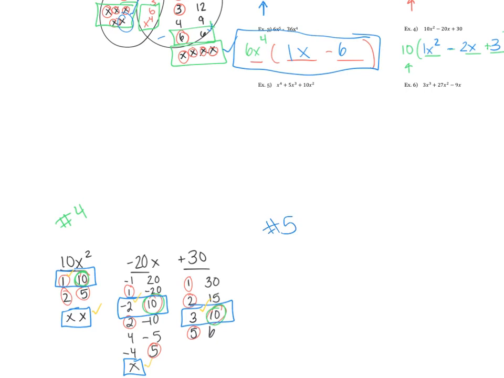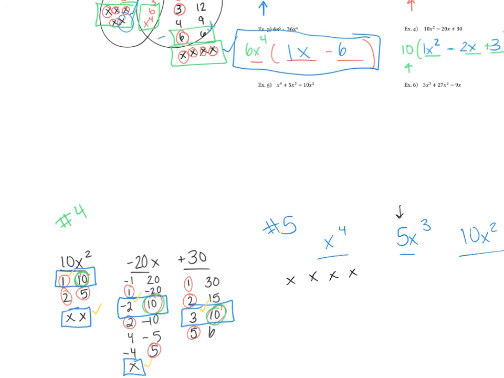Okay. So number 5 says x to the 4th, 5x cubed, and 10x squared. So what you can do, same thing. You just draw it in a line. We're just not using the circles this time, okay? So in x to the 4th, we don't have any numbers, okay? So we could put 1 times 1 and 1, but we don't have to. So all you're going to put is x times x times x times x. So we have 4 x's there, okay?